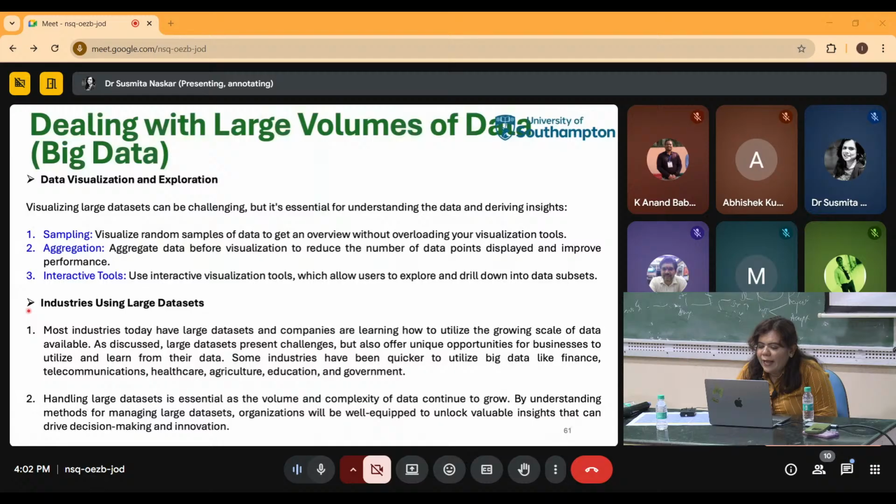And then there is another important one, which is aggregating the data before visualizing. That will help reduce the number of data points being displayed. That will make the process much faster, and it will improve the clarity and the performance, okay?